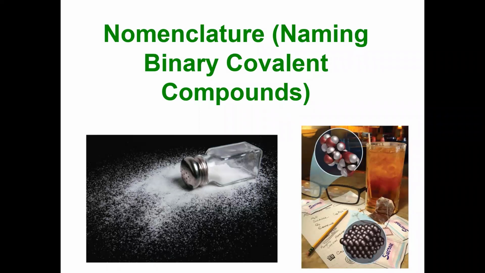Hi students. In this video, we're going to continue our discussion of naming compounds, but we're going to focus now on binary covalent. So binary, again, it's still two elements. Covalent, though, is going to be non-metal with non-metal. So the two elements are going to be non-metals, and that's on the upper right corner of your periodic table and to the right of that staircase.